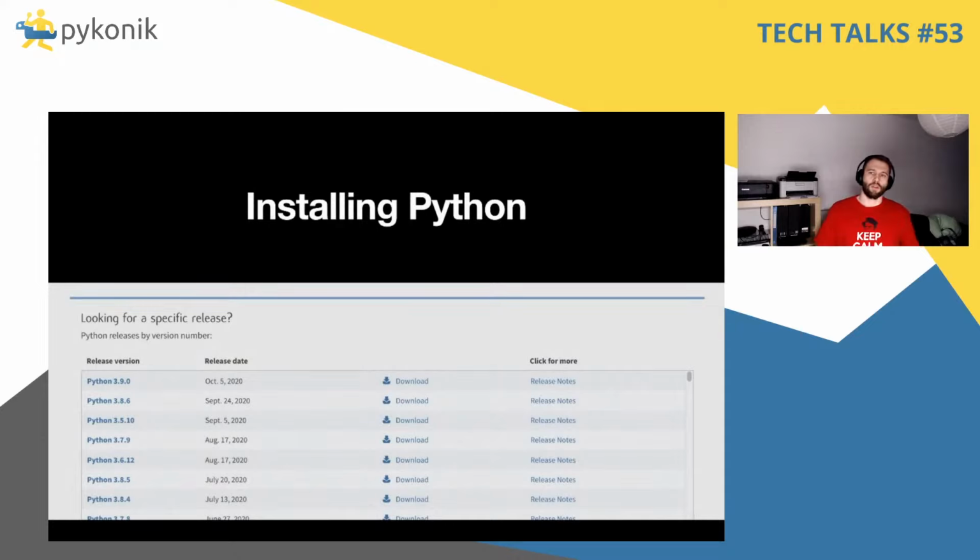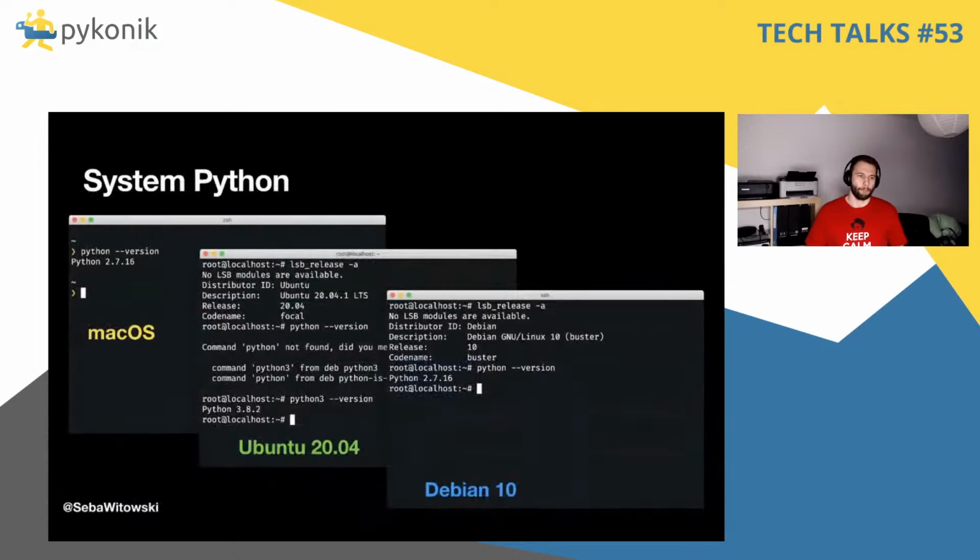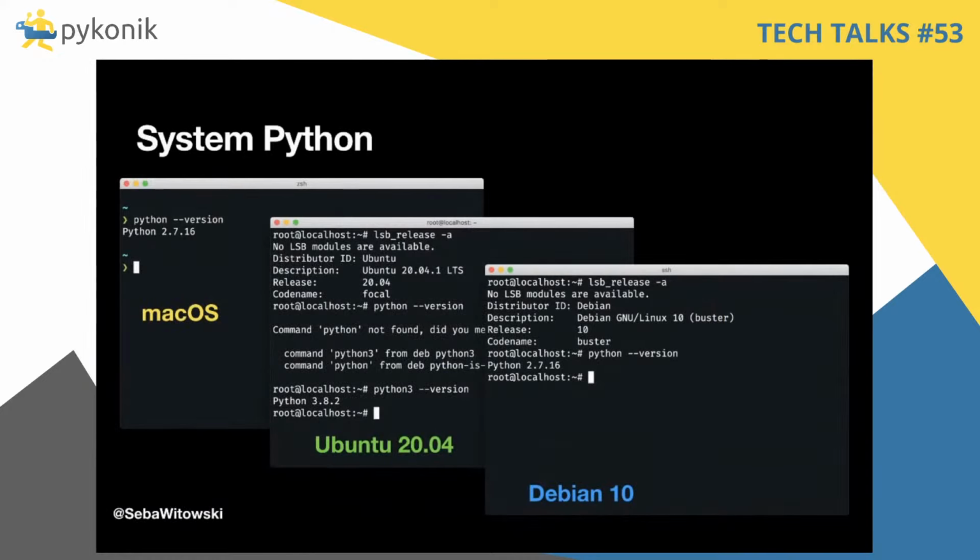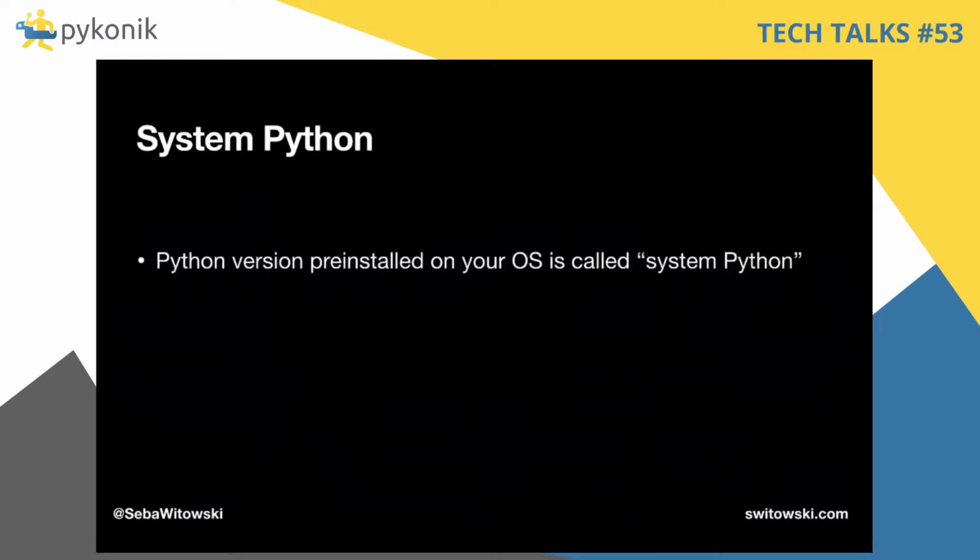First, let's talk about installing Python on your computer. Depending on your operating system, your computer might already come with some version of Python. If you're using macOS, then it comes with Python 2.7. If you're using Linux, then the Python version depends on which distribution you are using. In Ubuntu 20.04, it's Python 3.8. In Debian 10, it's still Python 2.7. And if you're using Windows, then you don't have any version of Python installed.